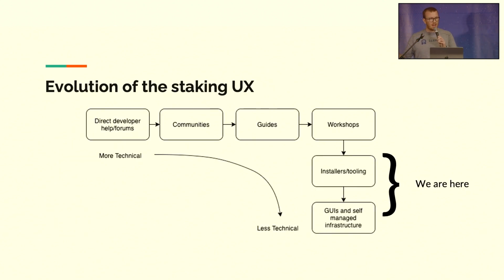So at the beginning of proof of stake launching, the UX was not even where it is now. The UX has already improved quite a lot over the last year and a half, or 2 years even, since we started actually playing with these early clients. At the beginning, all you could really do was go to the forums and get some help and advice from people that are actually working on this stuff.